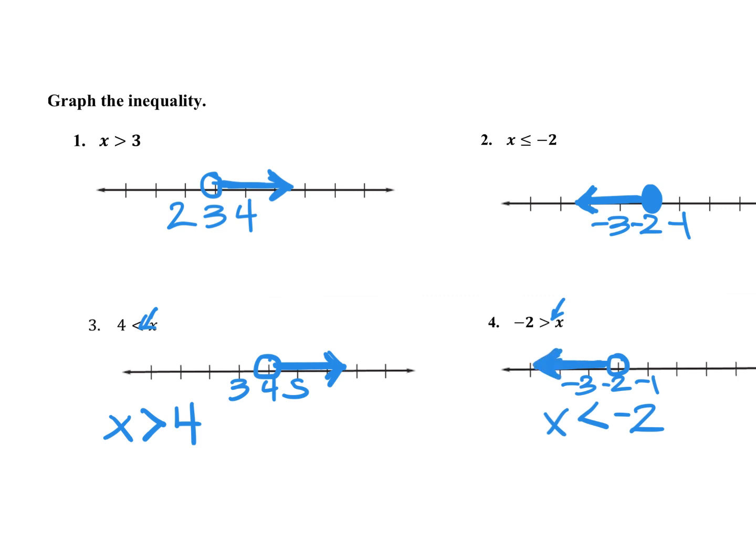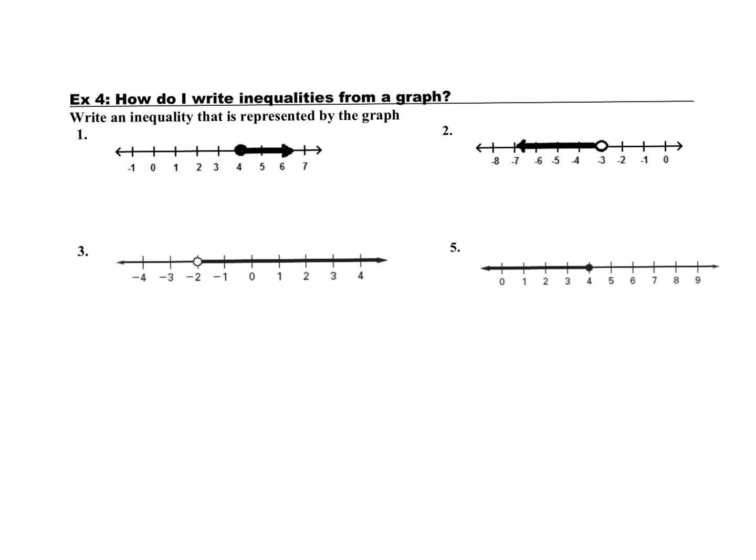In our last example, example 4, how do I write inequalities from a graph? For number 1, notice that we've got a closed dot on the 4 and it's going to the right. So our variable will be written first, and because it's closed, it's going to include equal to, and because it's going to the right, it means that it's greater than or equal to 4.